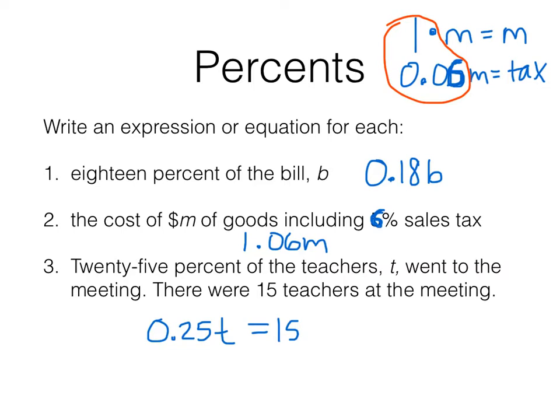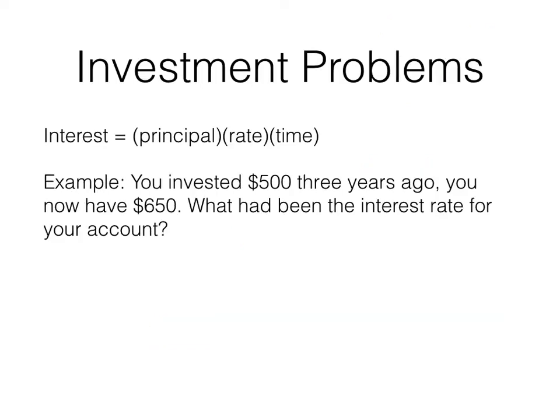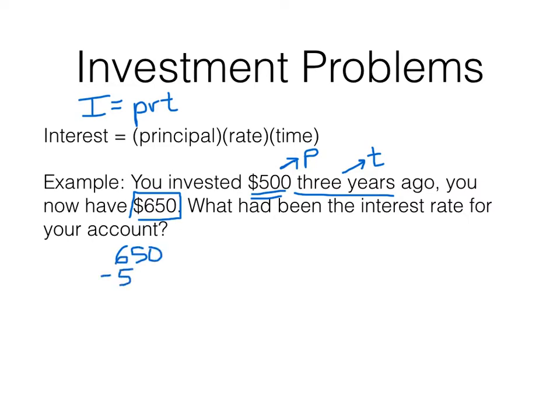All right, let's look at some I equals PRT questions. So interest equals principal times rate times time. That's your I equals PRT equation. So we're going to do an example here. You've invested $500 3 years ago. So I automatically know my 3 years, that's my time. My $500, that's my P for principal. You now have $650. What had been the interest rate for your account? Well, you have $650, so first thing we have to do is take out that original investment to see how much you earned in interest. So we earned $150 in interest, and that is I.